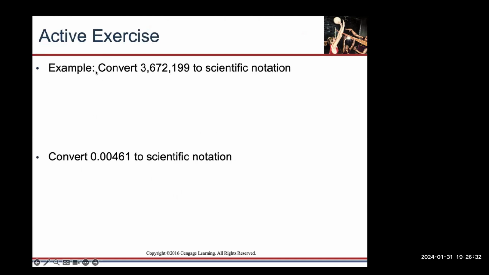Okay, so now what we're going to do is convert 3,672,199 to scientific notation. And then I also want you guys to convert 0.00461 to scientific notation. Okay, I'm going to let you guys do this, and then we'll come back and I'll show you the process.